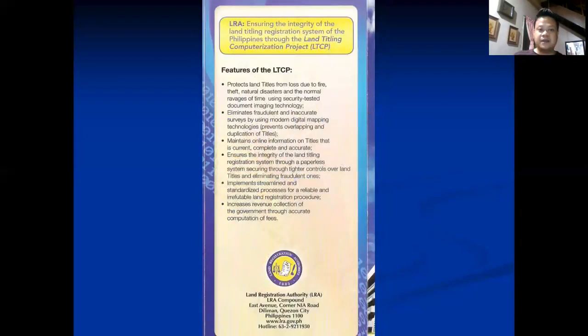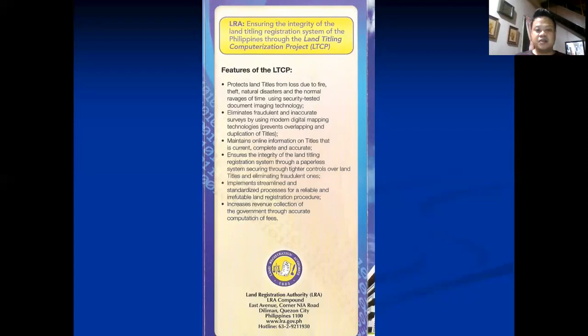Okay? Now, the LRA, ensuring the integrity of the land titling registration system, through the land titling computerization project. This is the LARES. The features are the same: it protects land titles from loss due to fire, theft, natural disaster, and the normal ravages of time using security tested document imaging technology. So they scan the documents. All of our documents, not only the title but all the corresponding document attachments, are also being scanned and preserved to determine the history of the aforesaid property.